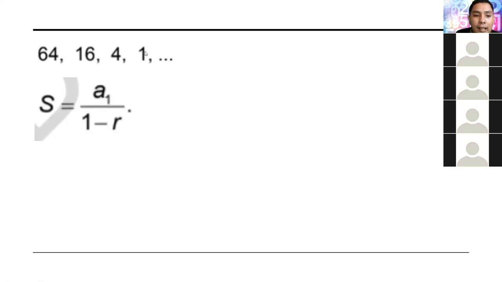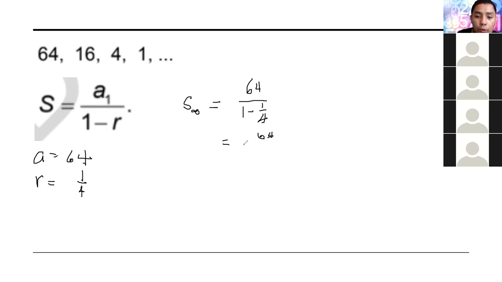64, 16, 4, 1. So, ang sabi natin kanina, ang a sub 1 natin ay 64. Ang r natin, dalawa lang yung hahanapin natin dito, which is 1/4. So, paano natin hahanapin ang sum to infinity? The sum to infinity is 64 over 1 minus 1/4. Change ko lang yung 1 into fraction, 4 over 4, minus 1/4. So that will be 64 over 3/4.